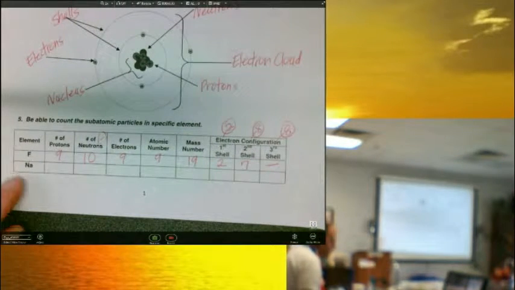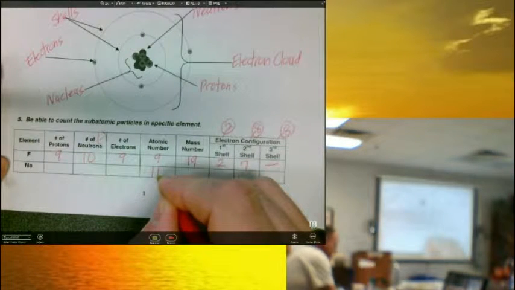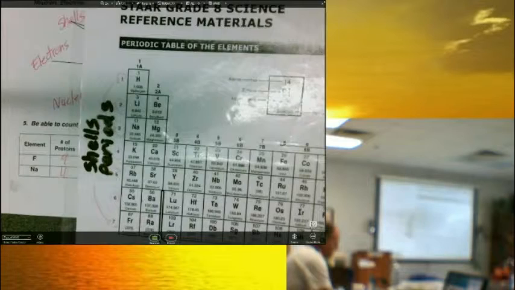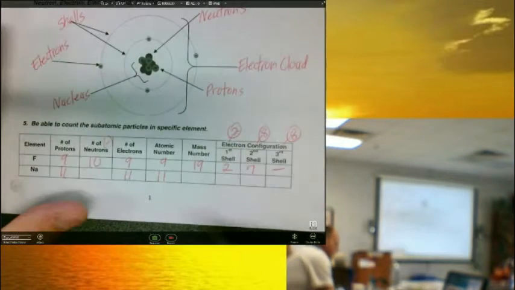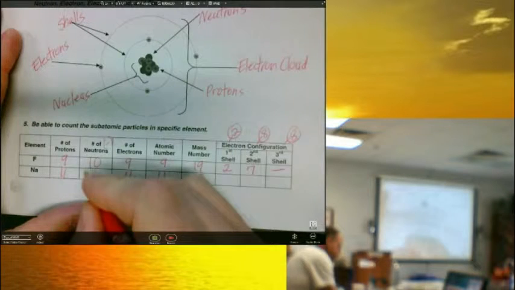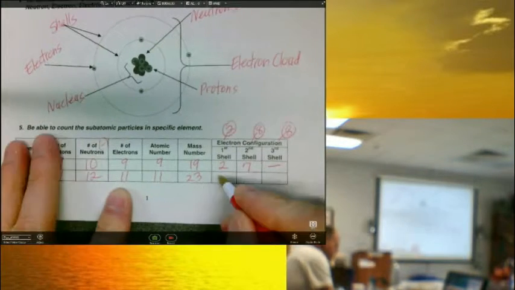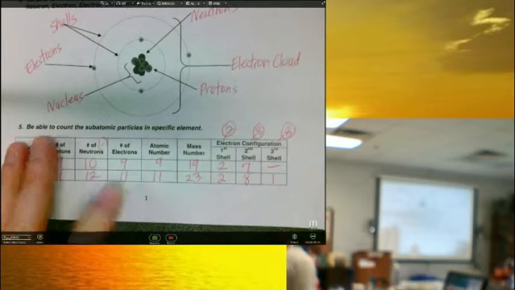For sodium, again, you go to the periodic table, you see its atomic number is 11. That means the protons and the electrons are 11. Again, you go to the periodic table to find the mass. The mass of sodium is 23, the number on the bottom. Again, to get the neutrons, it's a matter of subtracting. 23 minus 11 is 12. Okay, we have 11 electrons to deal with. 2 can go here. 8, that's 10. So there's 1 in the third shell.